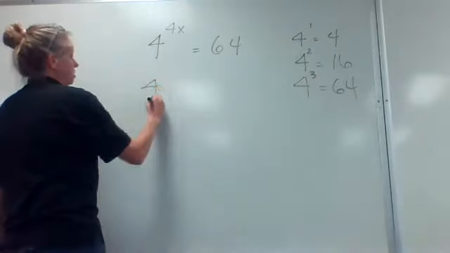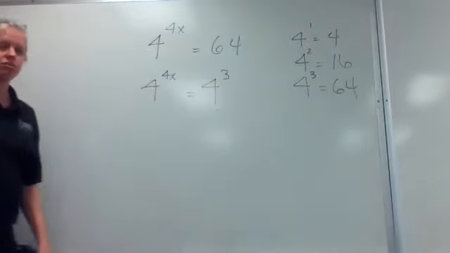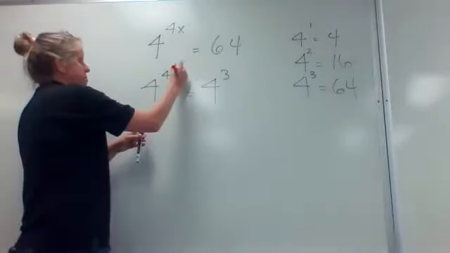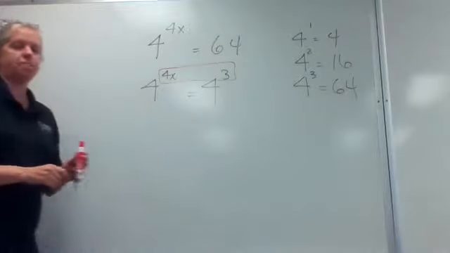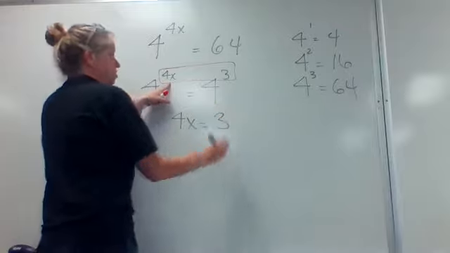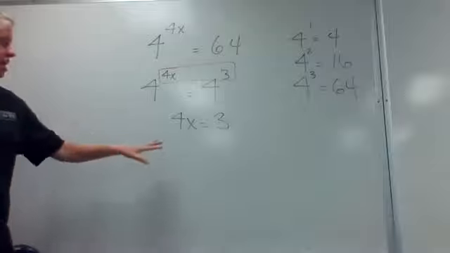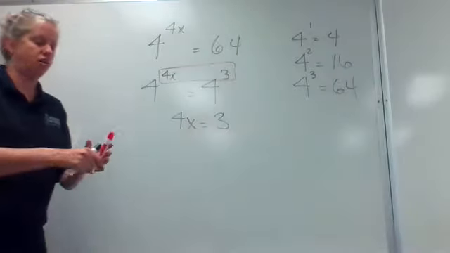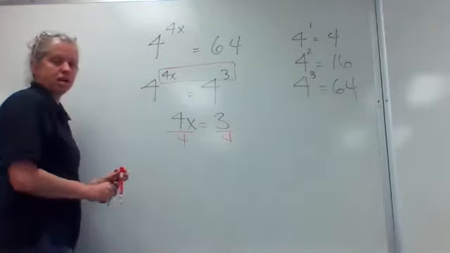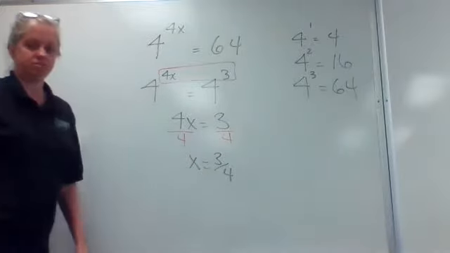So let's see, I have 4 to the 4x is 4 to the third. So if I make my bases the same, then I just set up an equation with my exponents. So I have 4x equals 3. Now on the last one, I was already done because I just had x equals 5. X was solved for. This one, I'm just solving like I would any other equation by dividing both sides by 4. So x equals 3/4.